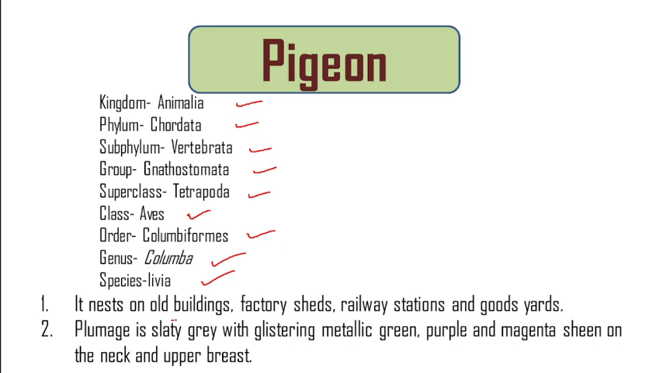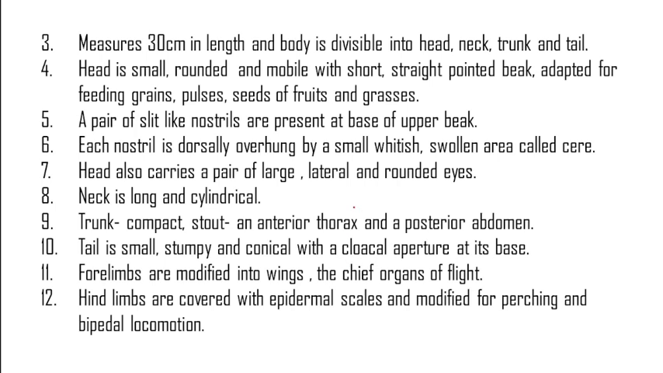It nests on old buildings, factory sheds, railway stations and goodyards. Plumage is slaty grey. Plumage means the feathers present on top that cover the body, with glistening metallic green, purple and magenta sheen on the neck and upper breast. Measures 30 cm in length and body is divisible into head, neck, trunk and tail.